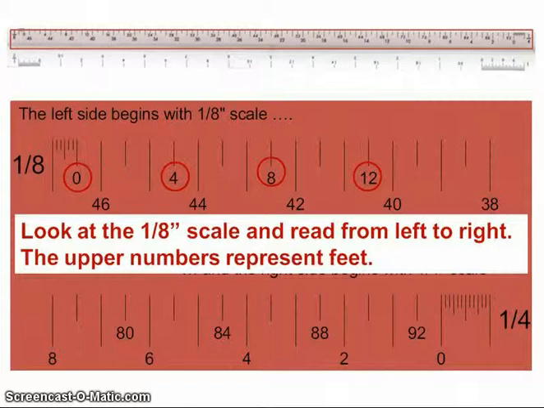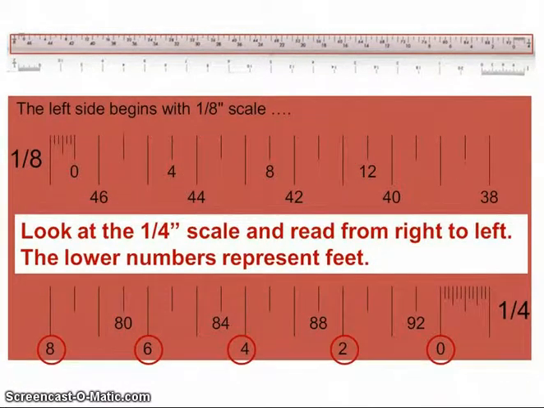So the left side of the scale begins with 1/8. If we look at 0 and start going to our right, our measurements are going to increase. 0 is our start point. This would be our first foot. 1, 2, 3, 4 feet. 5, 6, 7, 8 feet. The reason is that if we were to put all of the numbers onto the scale, everything would get confusing and it wouldn't be able to be read very easily.